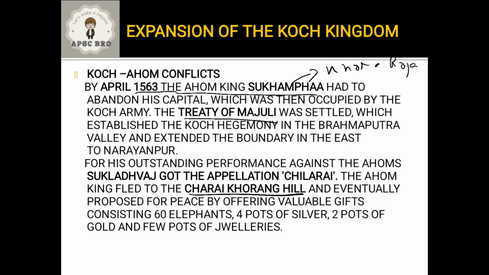For his outstanding performance against the Ahoms, Shukladhwaj got the appellation Chilarai. Yes, the Ahom king fled to Soraikhurung hill and eventually proposed peace by offering valuable gifts consisting of 60 elephants, 4 pots of silver, 2 pots of gold, a few pots of jewelry, etc. Okay.